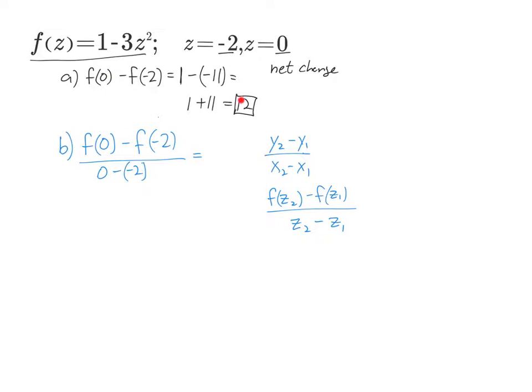So this whole top is just 12. So we're going to go 12 over 0 minus the -2, which is going to be 2. So 12 over 2 is 6. So 6 is my average rate of change.